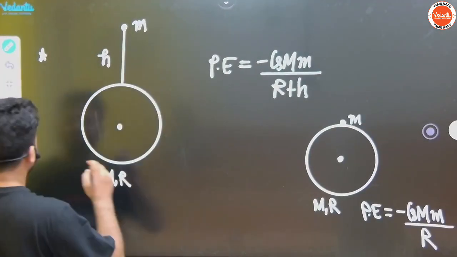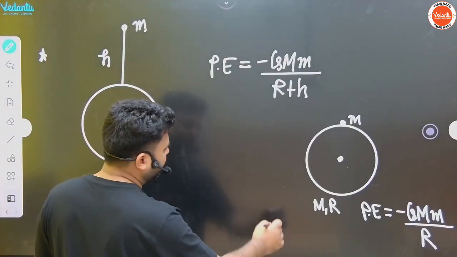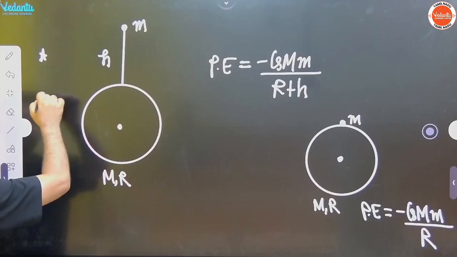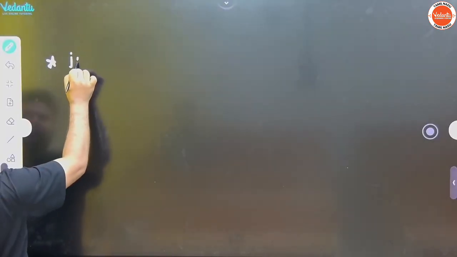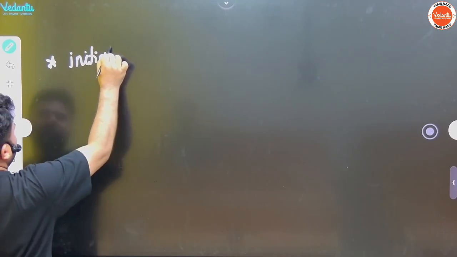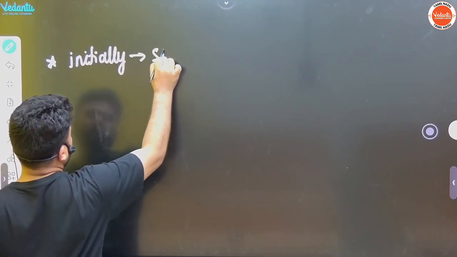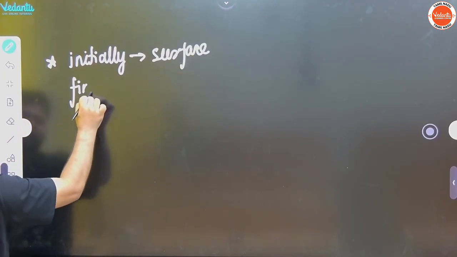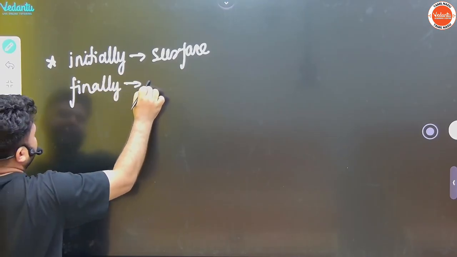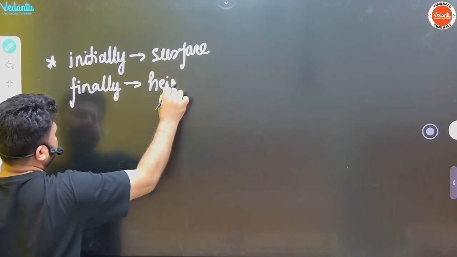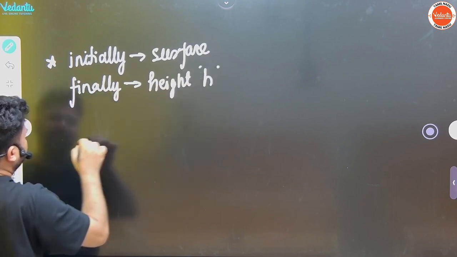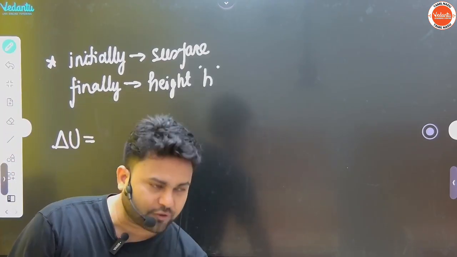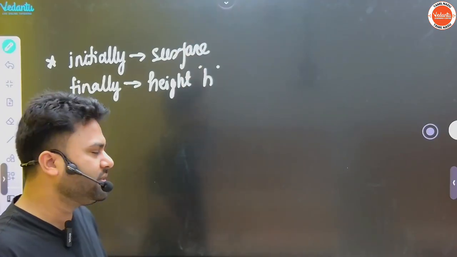So sometimes they ask this question also, that initially the object was on the surface of earth and finally we move it to a height h. Initially the object was at the surface of earth. And finally we move it to a height h. Then find the change in potential energy. Like suppose there is an object on the surface of Earth, we move it to a height h. What is the change in potential energy?